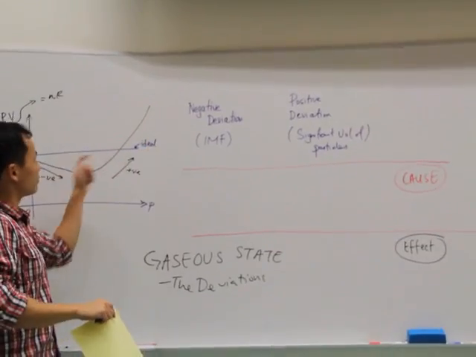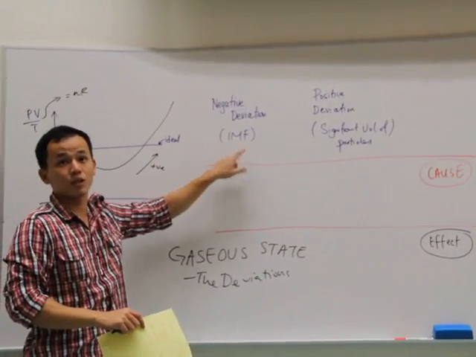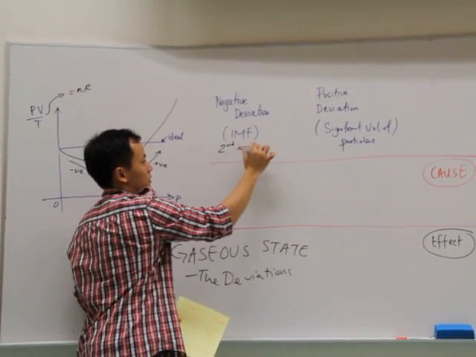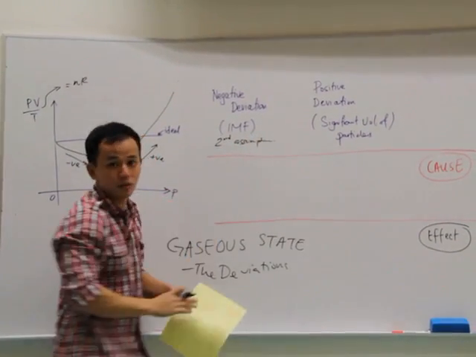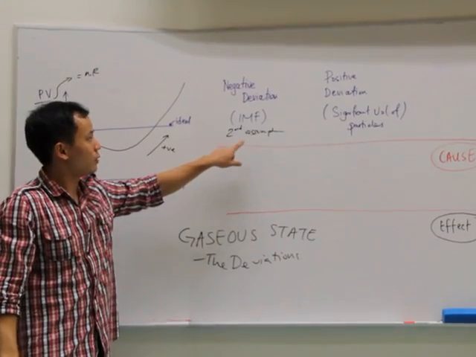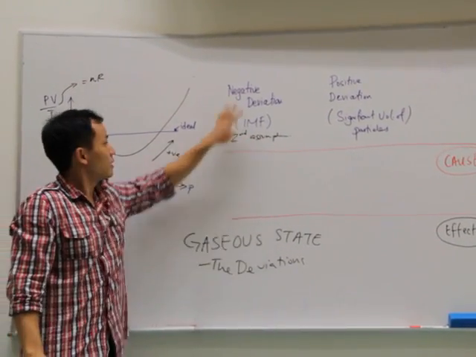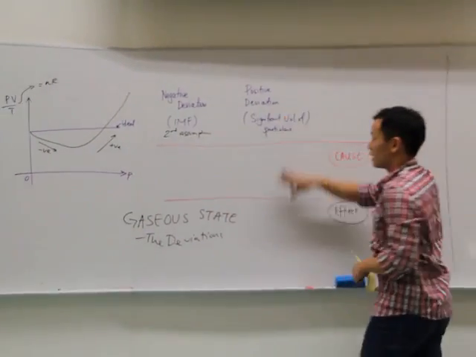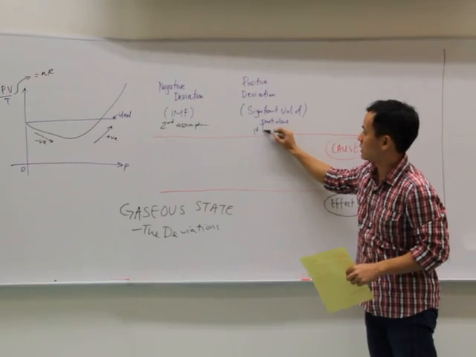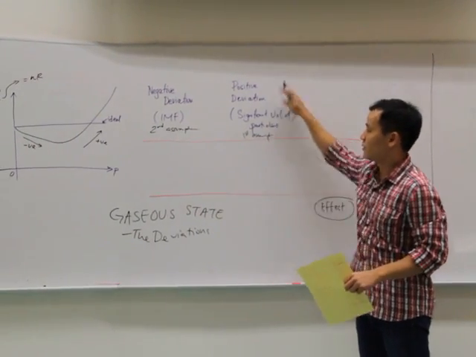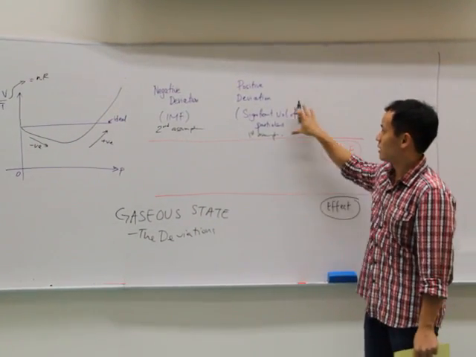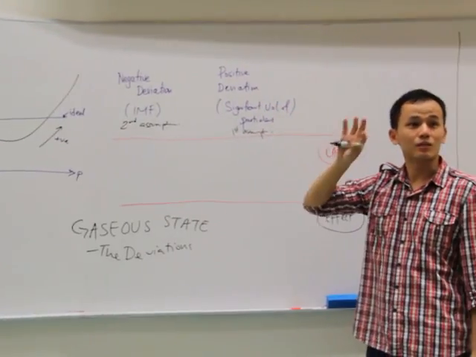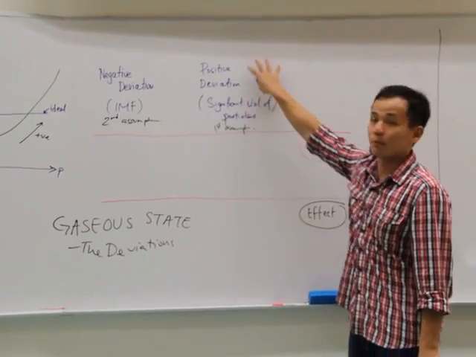Now look at the two factors. Factor number one: negative deviation is due to the intermolecular forces of attraction being significant. This is the second assumption of the kinetic theory of gases. When the second assumption is being violated, you get negative deviation. The other one is your first assumption. When the first assumption is being violated, the volume of the particles becomes significant, and as a result you get a positive deviation.